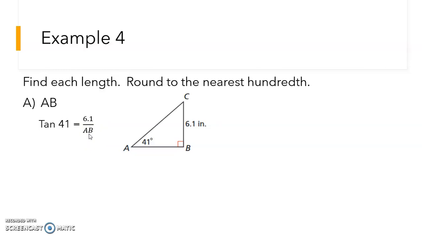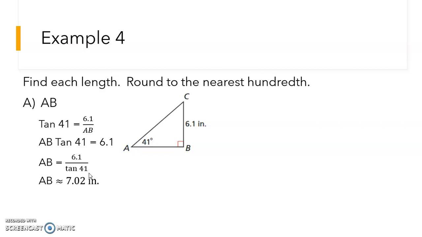Now, we need to solve this equation to find out what AB is. But notice AB is in the denominator. So what I'm going to need to do is multiply by AB on both sides to get it out of the denominator. And then I need to divide to get AB alone. So let's see what that work is going to look like. Here I multiplied by AB on both sides, and I got AB times the tangent of 41 is going to equal 6.1. Then I divided by the tangent of 41 on both sides. I have 6.1 divided by the tangent of 41.